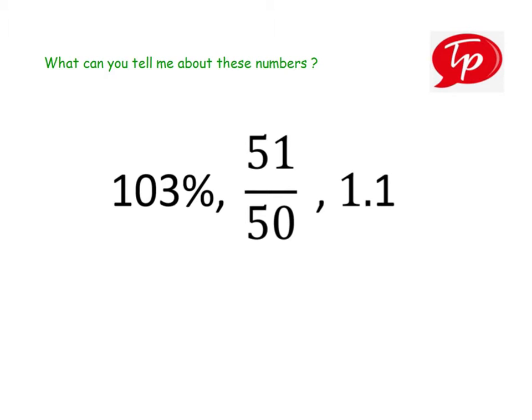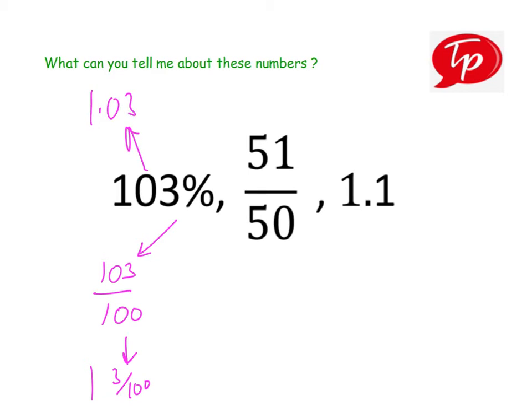So this percentage might want to be put into a fraction, so it would be 103 over 100, and then we could write that as a mixed fraction potentially as well, so we get 1 and 3 over 100. We could convert this into a decimal as well, so 1.03, and I'll show you how to do all of these.